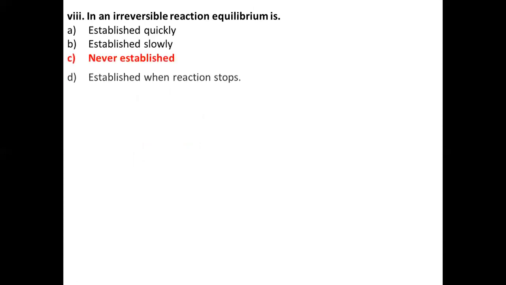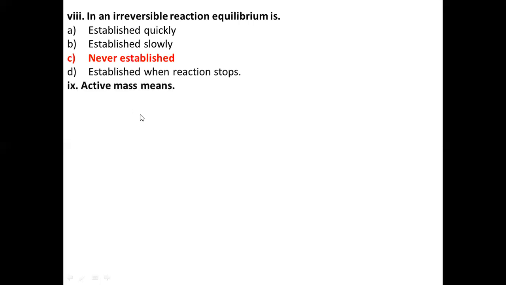Number 8, in an irreversible reaction, equilibrium is established quickly, established slowly, never established, or established when the reaction stops. So you know that for an irreversible reaction, there is no equilibrium state. So how can equilibrium be established in an irreversible reaction? Equilibrium is only a property of a reversible reaction. The correct option is never established.